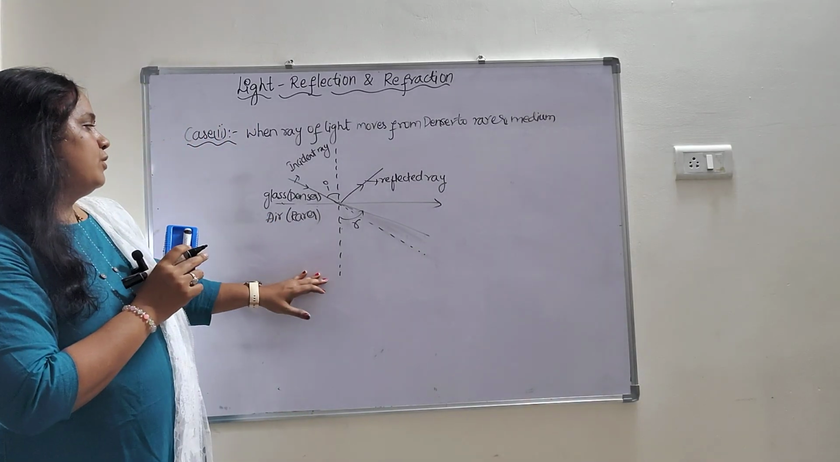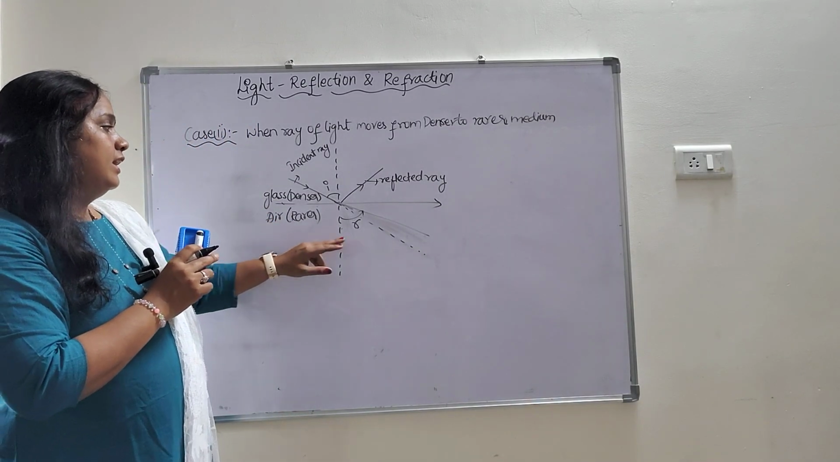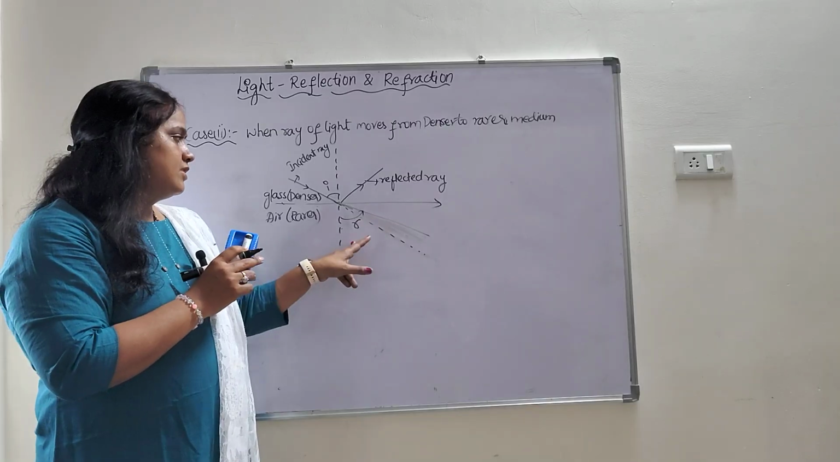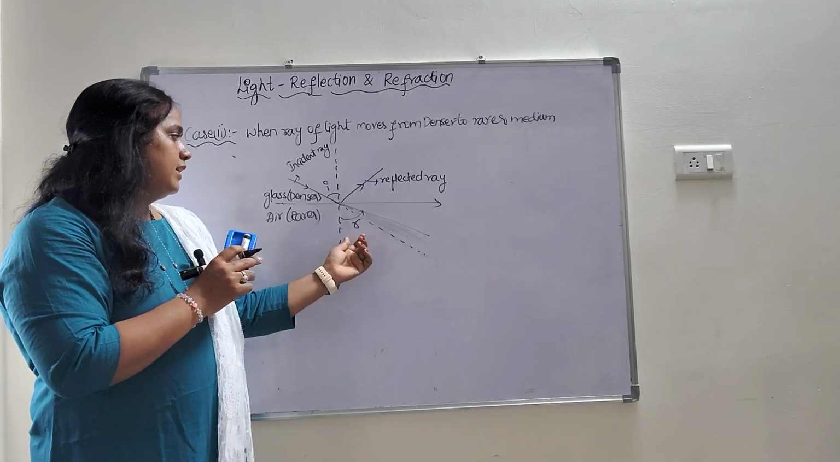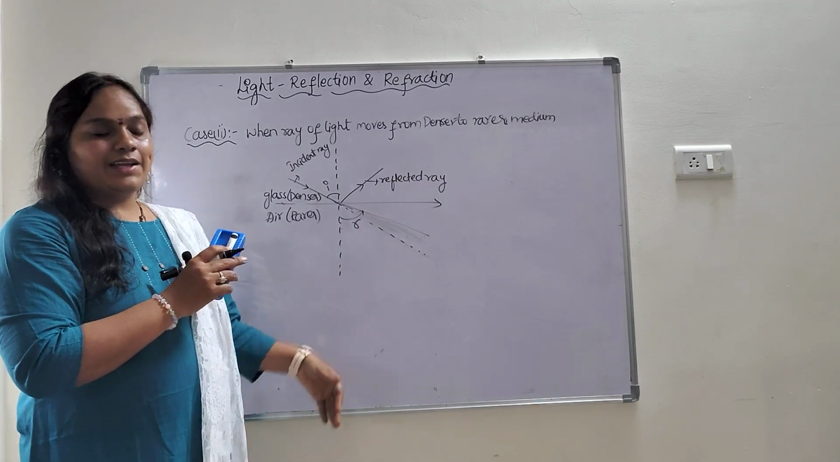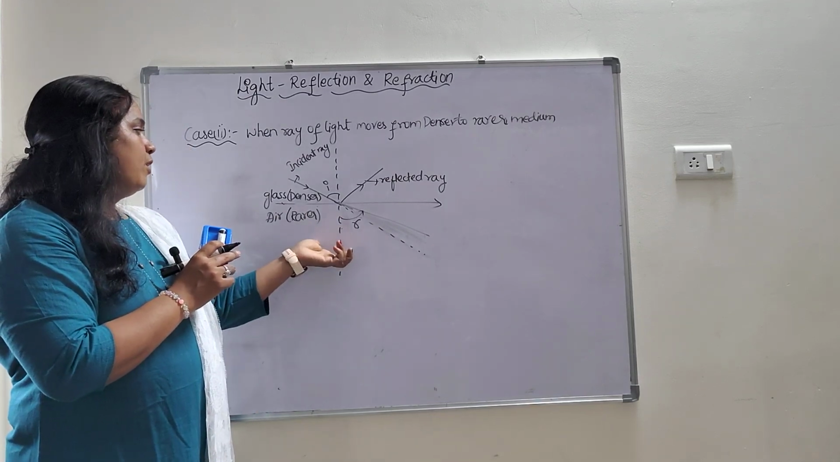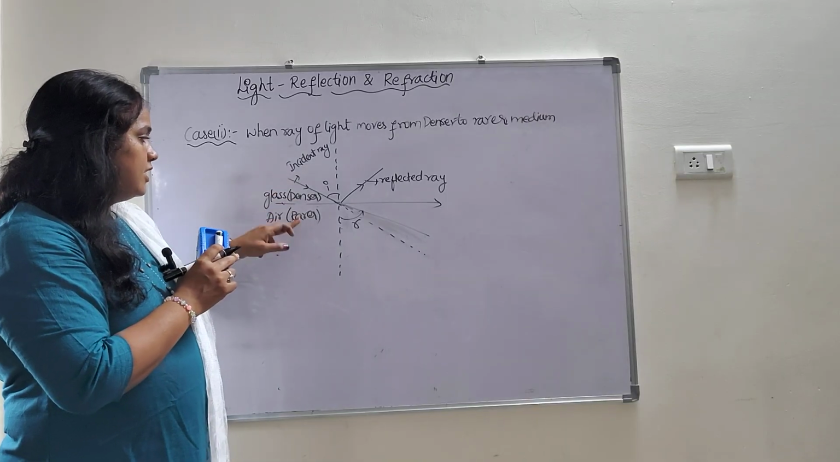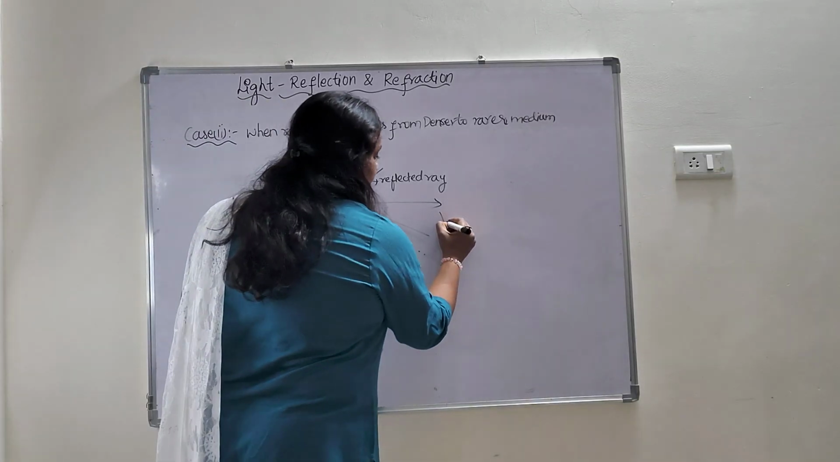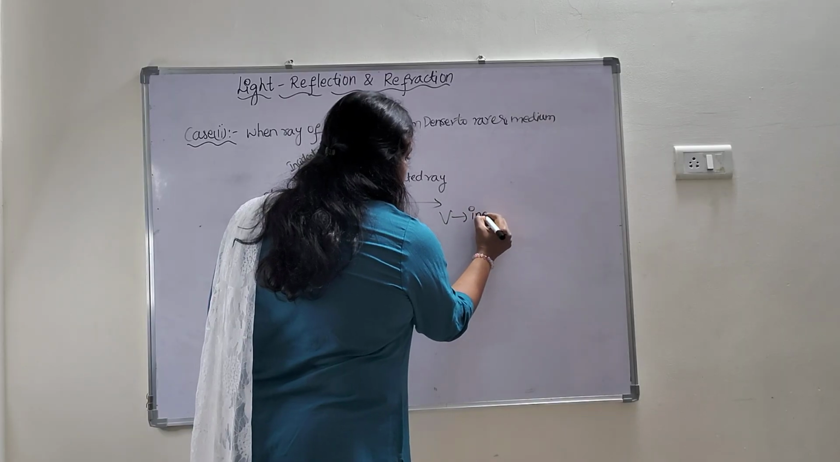This is the angle of incidence, this is the angle of refraction. When a ray of light is moving from denser to rarer, it should move like this instead of that, but it is bending away from the normal. Why does it happen? Because the speed of light increases. So when a ray of light is moving from denser to rarer, the speed of light increases.